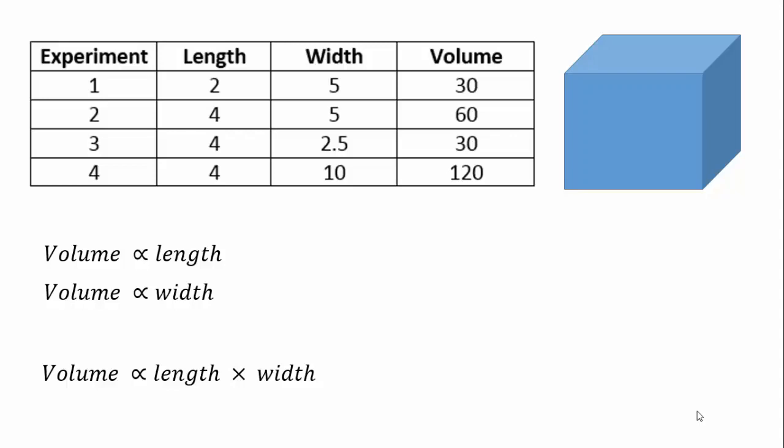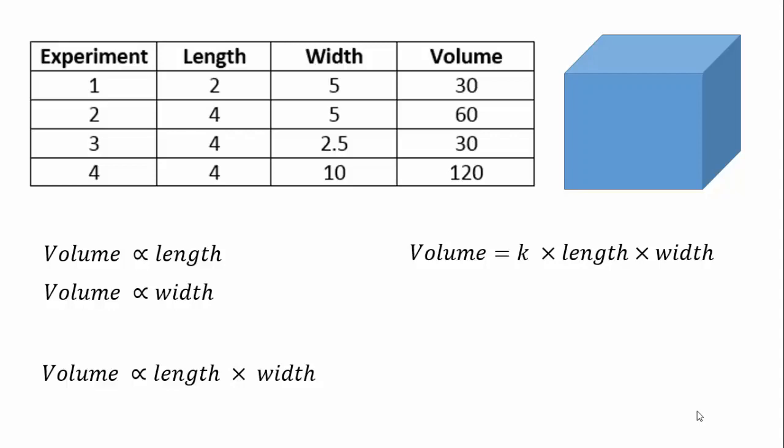Okay, but we've got one last problem. Although we know that the volume is proportional to the product of the length and the width, it's not equal to the product of the length and the width. Looking at experiment 1, clearly 2 times 5 is not 30, so there's something missing. What's missing is a proportionality constant, an unchanging value that's put into the expression to turn it into a true equation, with both sides having the same numerical value.